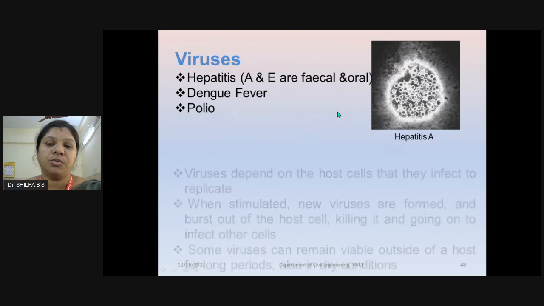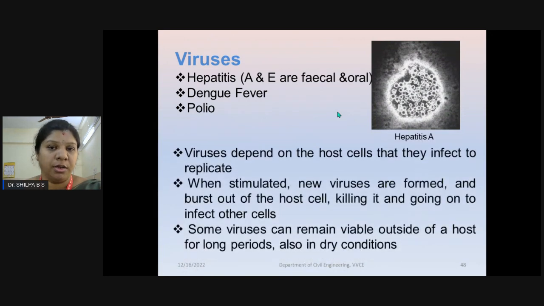Viruses which cause important infections include hepatitis, dengue fever, and polio. As you are all aware, a virus depends on host cells to grow. They infect the host cell when they reproduce or replicate. When replicated, new viruses form and burst out of the host cell, killing that host cell, and then they infect other cells.